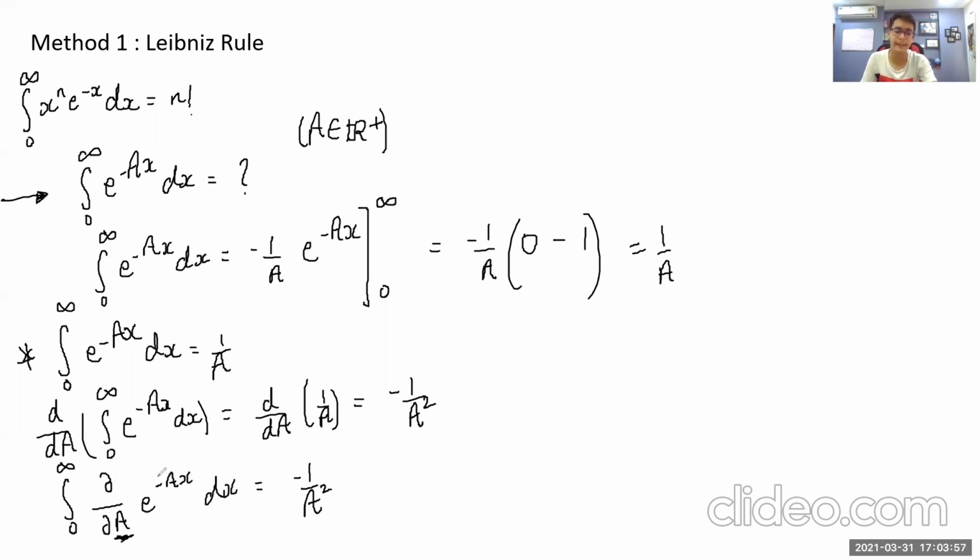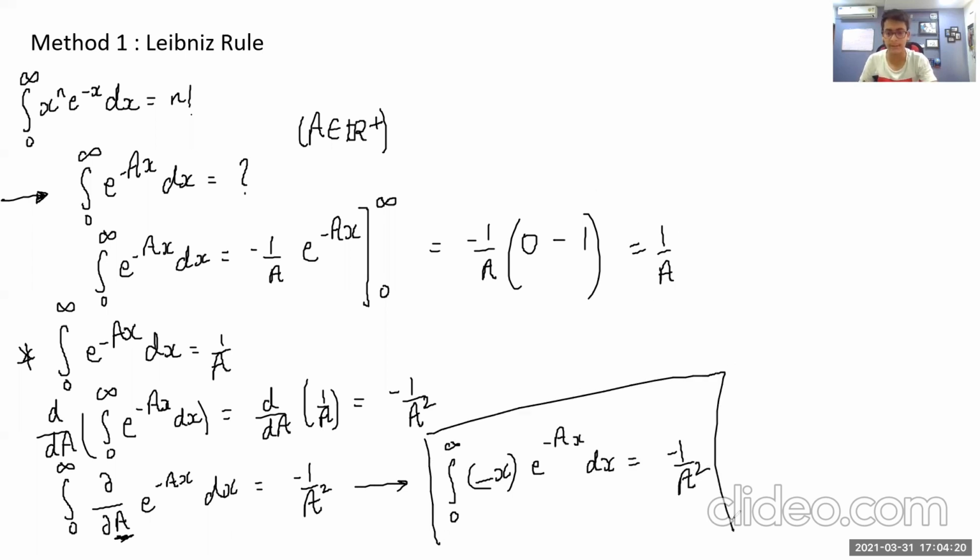So we get the minus x out, which is not related to a, and we treat that as a constant. And now we write this finally as this thing, minus x, which comes out, times e to the minus ax dx is equal to minus 1 over a square. So I'll just box this thing and we'll note this down up.